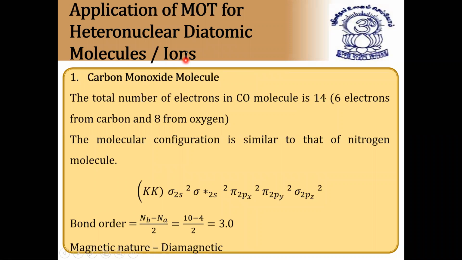Application of MOT for heteronuclear diatomic molecules. Heteronuclear means two different nuclei, for example carbon monoxide. Carbon is having 6 electrons, oxygen is having 8, total 14 electrons. So the molecular configuration is similar to that of the nitrogen molecule, sigma 2s squared, sigma star 2s squared and so on. So we have the bond order, and the magnetic nature is diamagnetic.